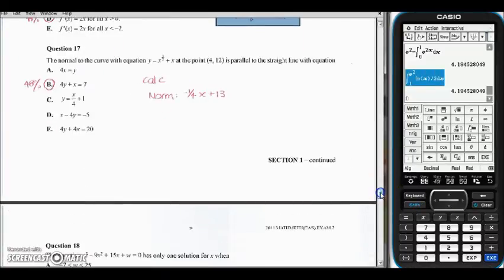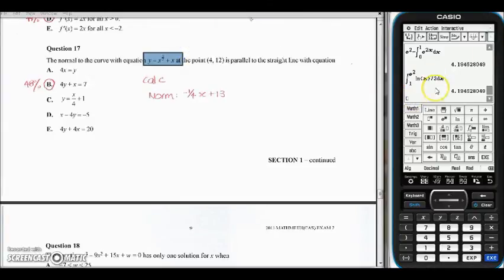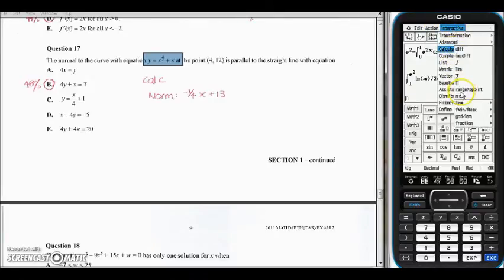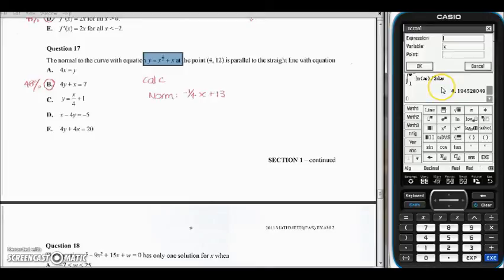Moving on, question 17. The normal to the curve y equals x to the 3 on 2 plus x at the point (4, 12) is parallel to which one of these lines? Now I'd just start by finding the equation of the normal of that function. There's a nice method on your calculator for doing that. Interactive, calculation, line, normal. Expression, type in x to the 3 on 2 plus x. Variable is x, and we want to do that at the point 4. Don't have to put 4, 12, just put 4.